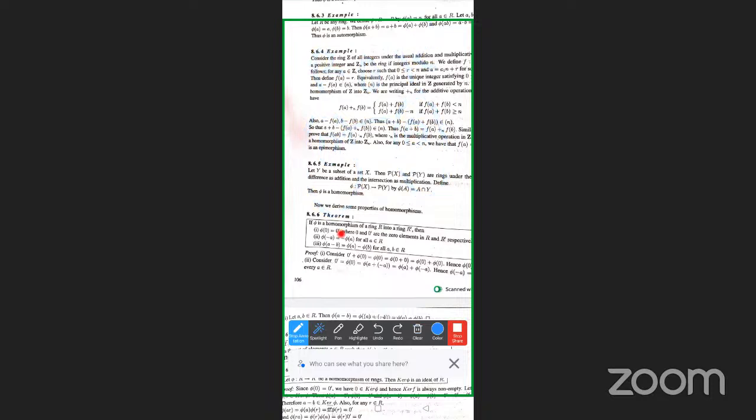That is the first condition. The next condition: pi of minus a is equal to minus pi of a for all a belonging to R. The third condition: pi of a minus b is equal to pi of a minus pi of b for all a, b belonging to R. So this is the third condition of the theorem.